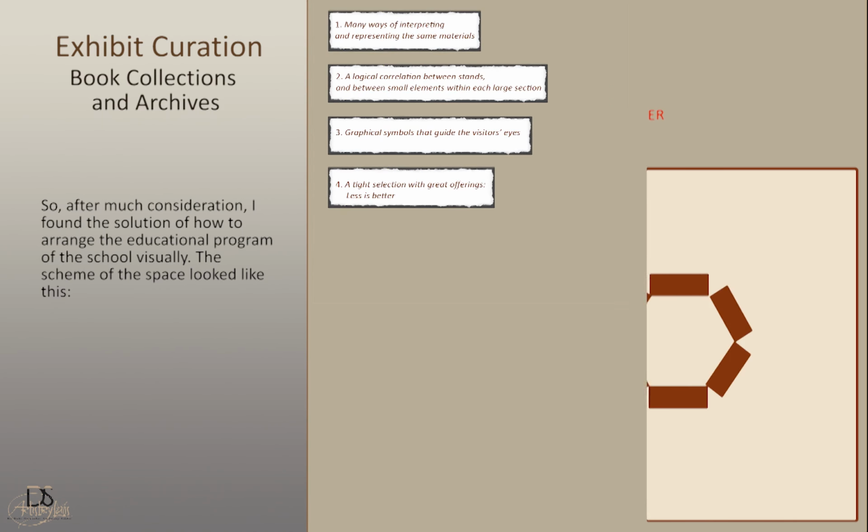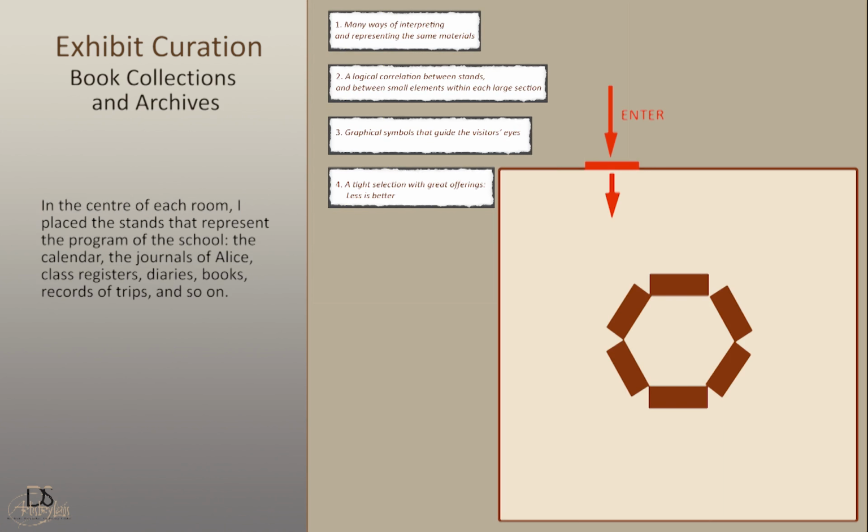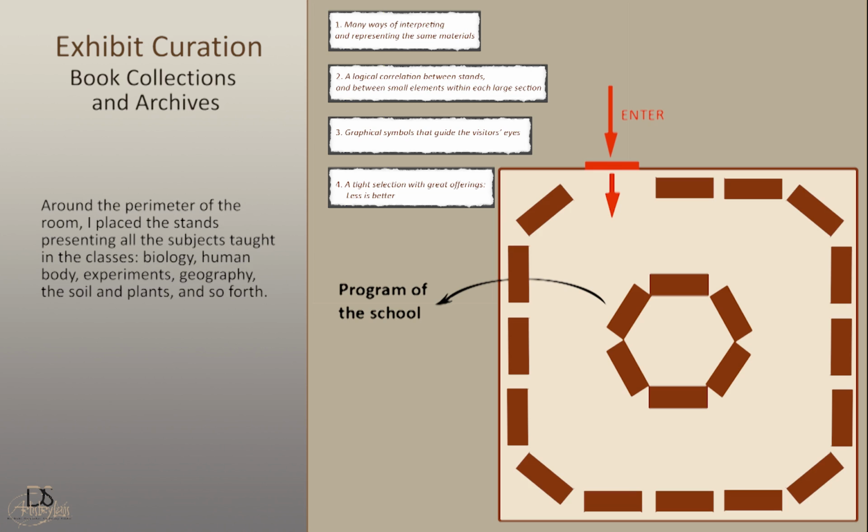The scheme of the space looked like this. In the center of each room, I placed the stands that represent the program of the school: the calendar, the journals of Alice, class registers, diaries, books, records of trips, and so on. Around the perimeter of the room, I placed the stands presenting all the subjects taught in the classes: biology, human body, experiments, geography, the soil and plants, and so forth.